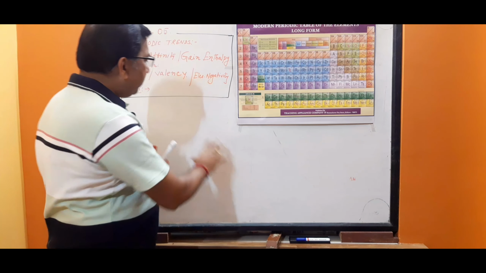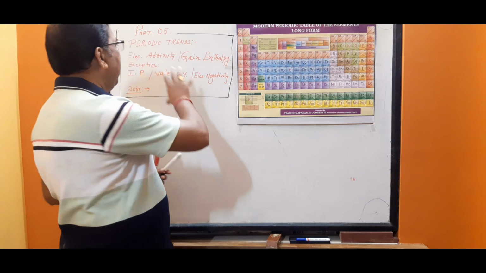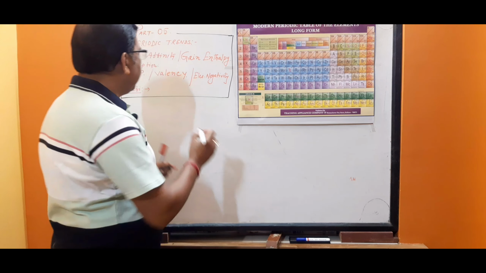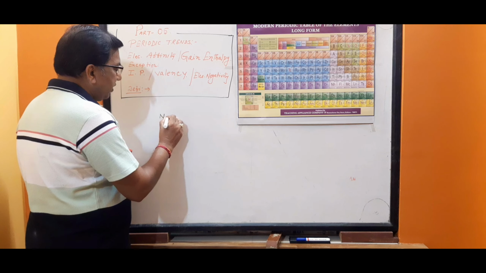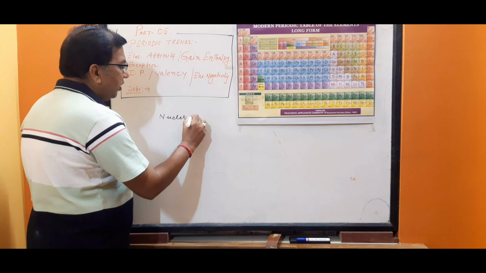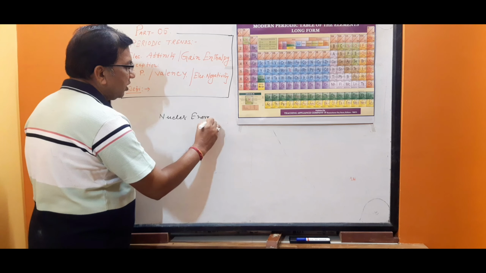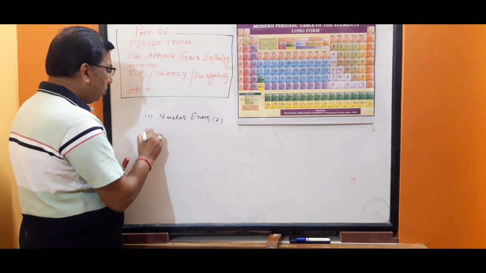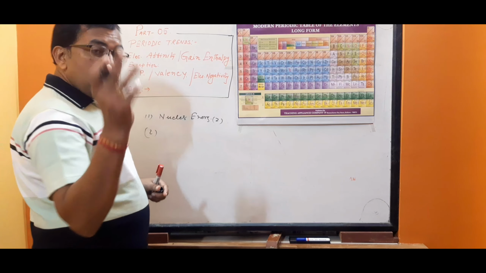Let us come to the factors on which the electron affinity depends. The main factors are: nuclear charge, Z number, and atomic size.